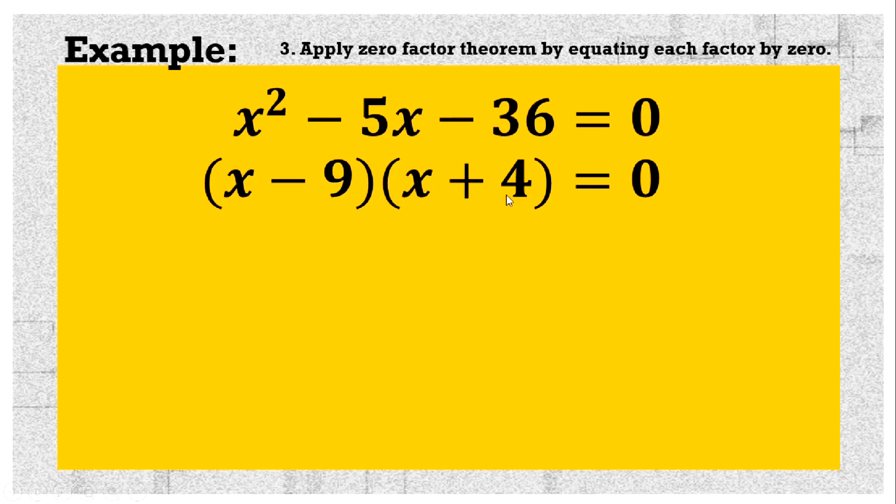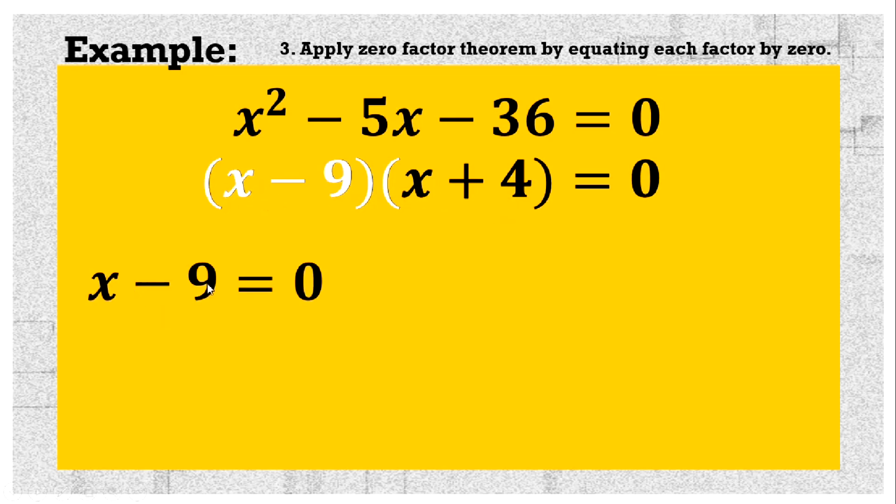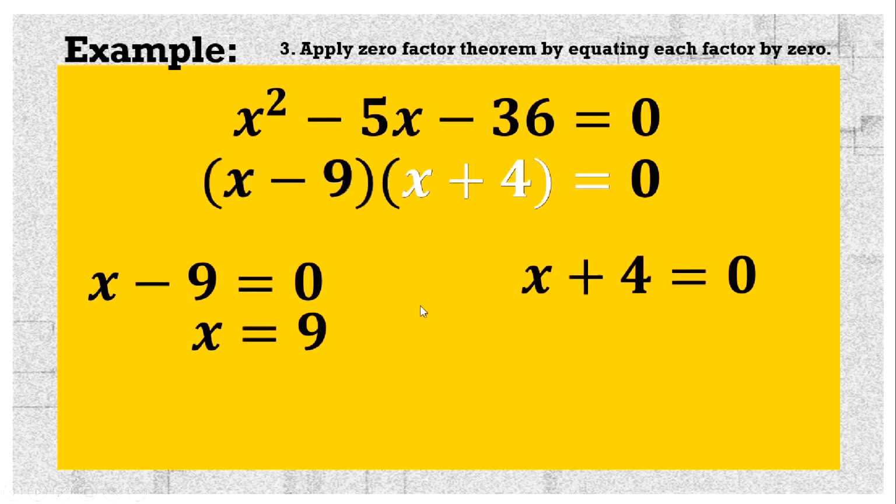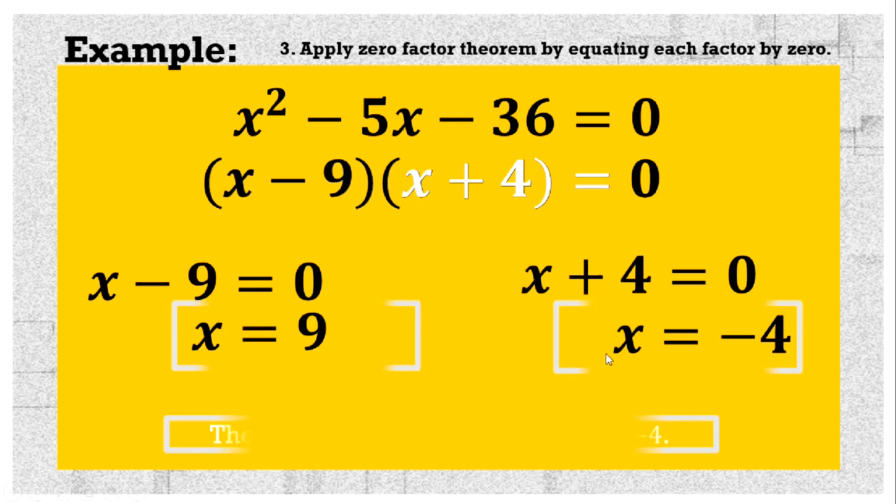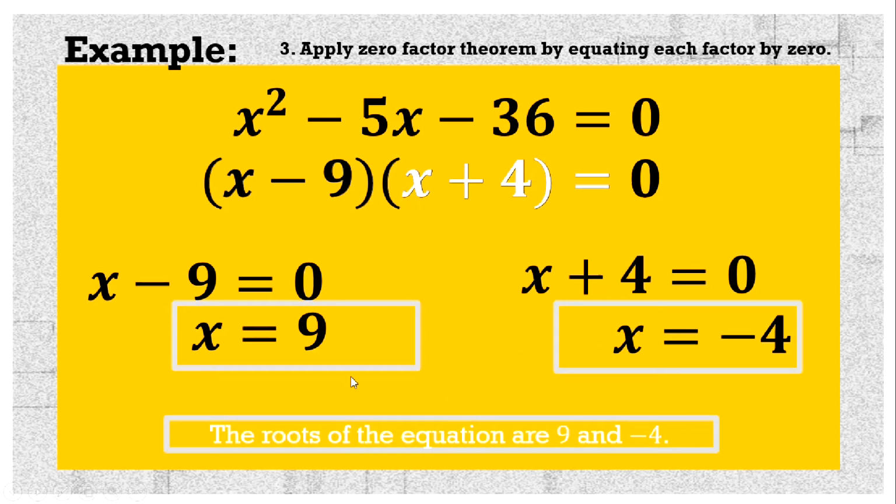Next, we will be moving to our third step, which is applying the zero factor theorem. So again, first factor natin is x minus 9. So we have x minus 9 is equal to 0. Simply, x is equal to 9. Second factor, we have x plus 4 is equal to 0. So our x here is negative 4. Meaning, the roots of the equation are 9 and negative 4.